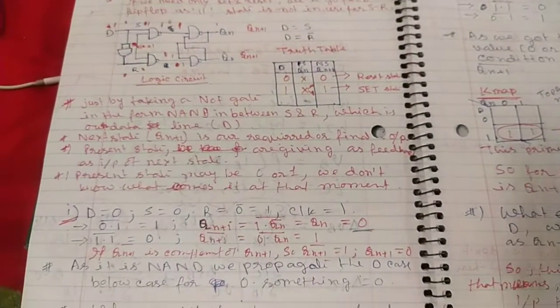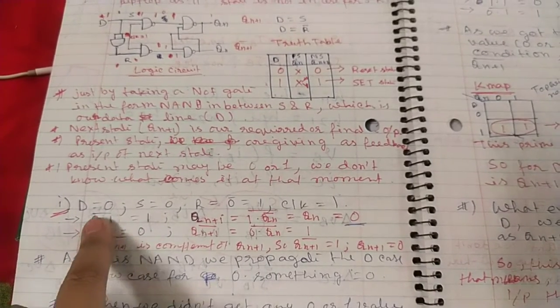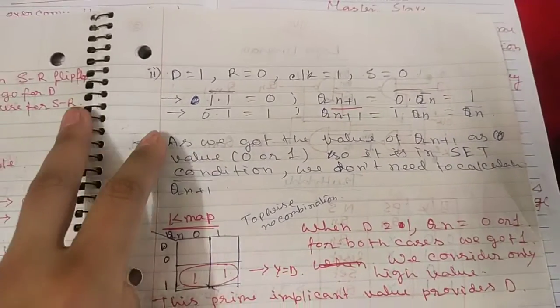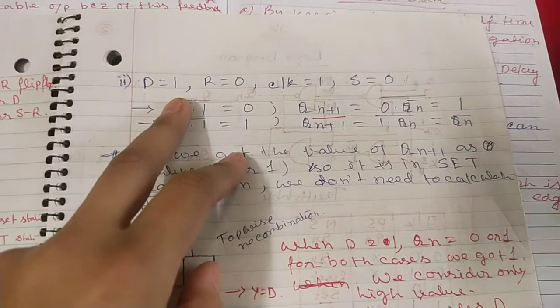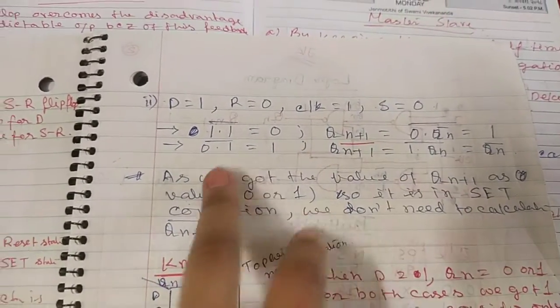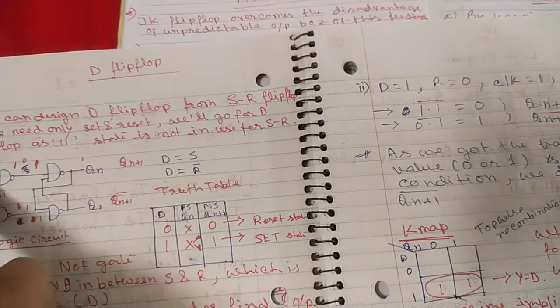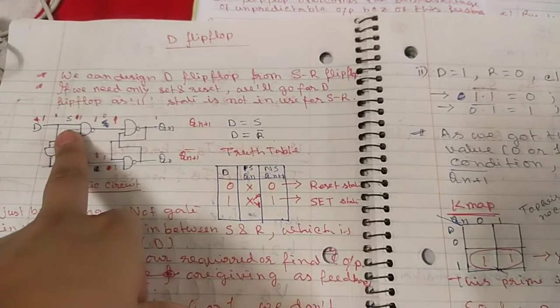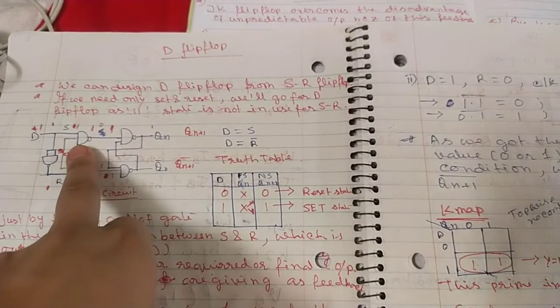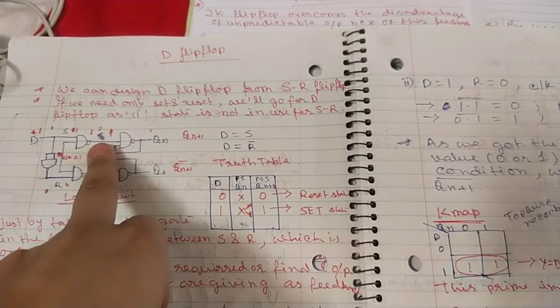So when the value of D equal to 0, then it is the reset state. But when D equal to 1, then S equal to 1, but R equal to 0, because R is the inverting. So D equal to 1, R equal to 0, clock equal to 1, S equal to 1. Then what happened? D's value is 1 and S value is also 1.